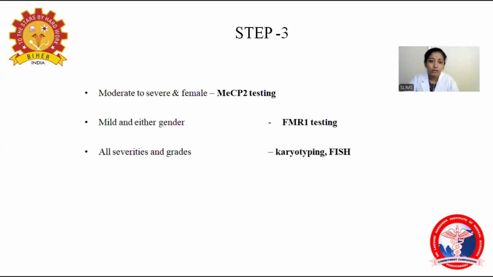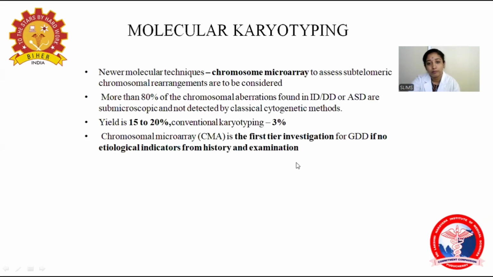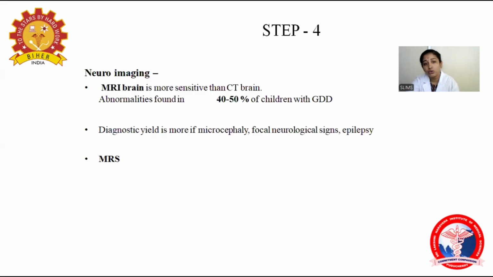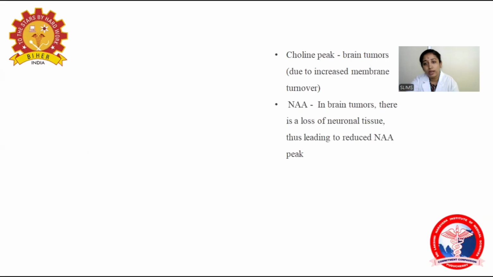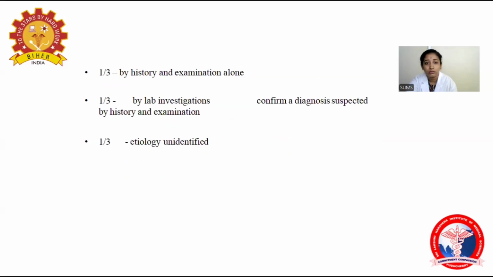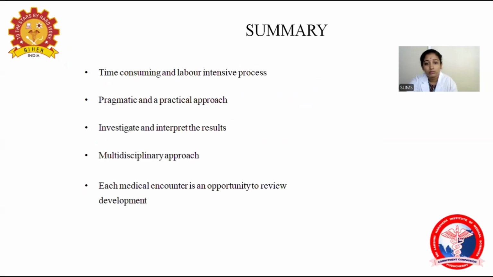In moderate to severe, mild, and either gender, consider FMR1 testing, and in all severities and grades consider karyotyping and FISH. Last is neuroimaging with MRI brain and MR spectroscopy, and consider metabolic screening like TMS and GCMS, and also perform serum amino acids and urine organic acids testing. Thank you.